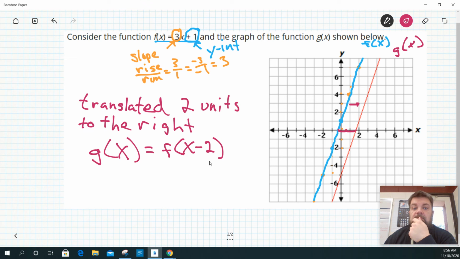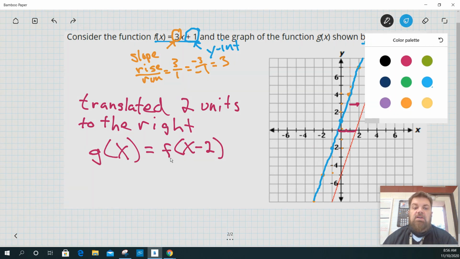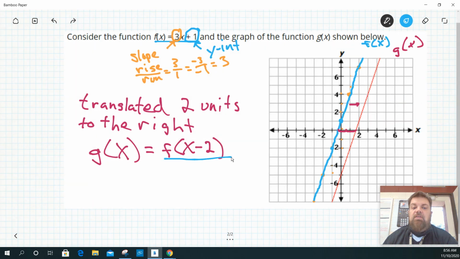Okay? When it's inside the parentheses, we always do the opposite. Now what that does is it changes the y value. Okay? And so basically what I'm saying is that g of x is the transformation of f of x. We're subtracting 2 from each x value to get a corresponding y value. Okay? And that's it.